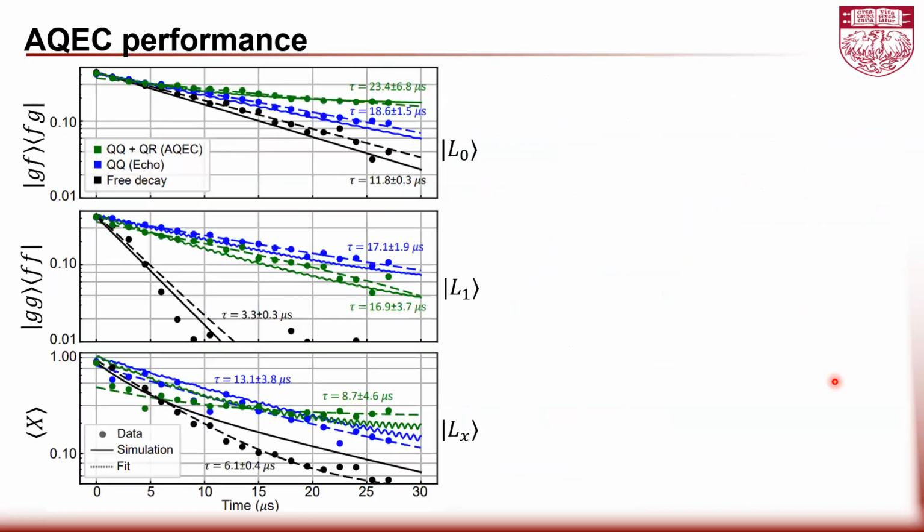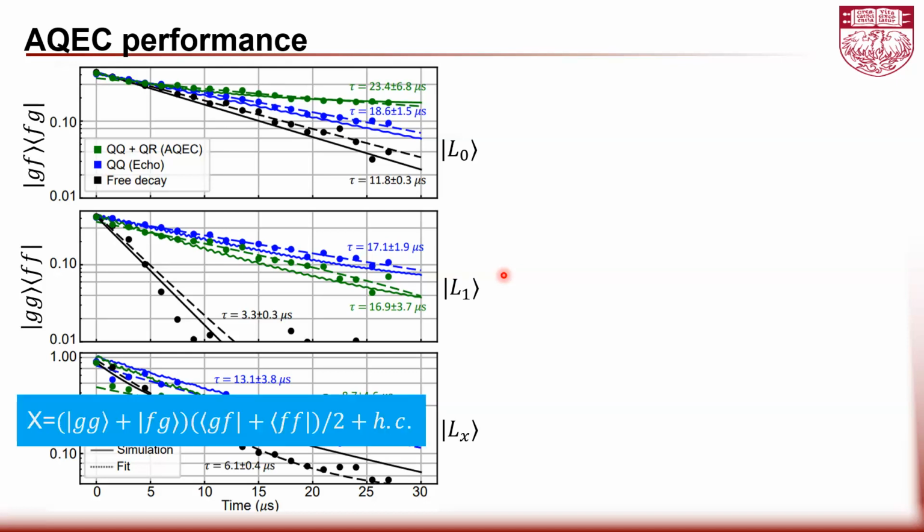Finally, we can measure our logical states' coherence. We choose the following three metrics for our logical states. We use our reconstructed density matrix to calculate the GFFG operator expectation value for L0 and GGFF for L1, which are basically the off-diagonal terms. And for LX, we calculate the expectation value of the logical operator X. The logical operator X looks like this. It's a bit complicated, but basically it's the sum of four off-diagonal terms in the density matrix.